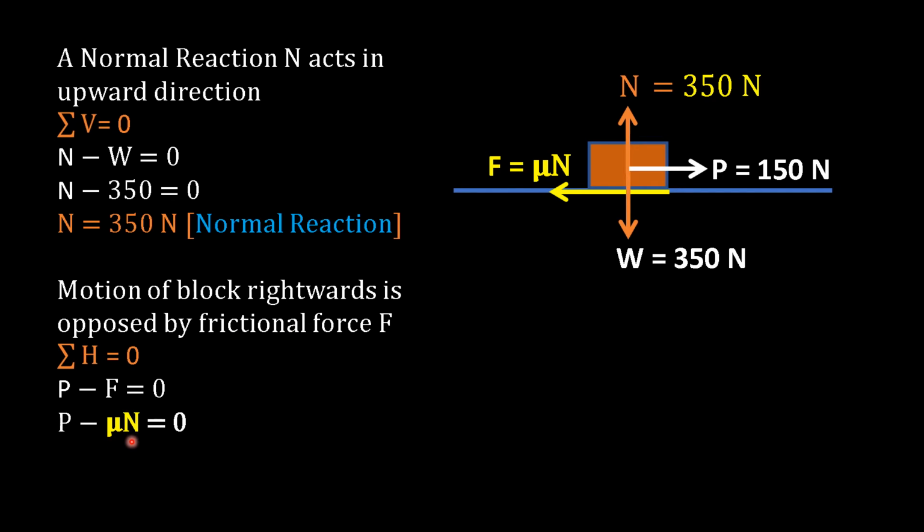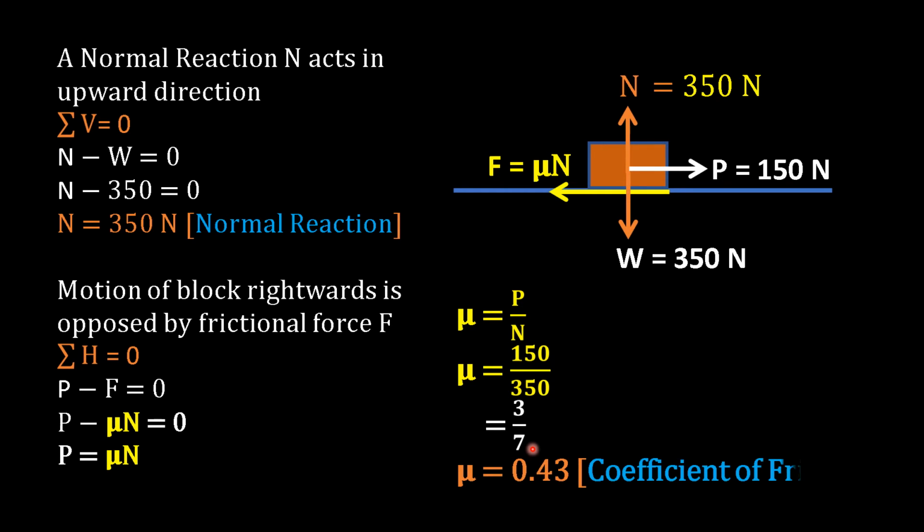But F is mu N. So P equals mu N. That gives us mu equals P divided by N. Putting the values, 150 divided by 350, which is 3 divided by 7, which is 0.43. So coefficient of friction mu is 0.43.